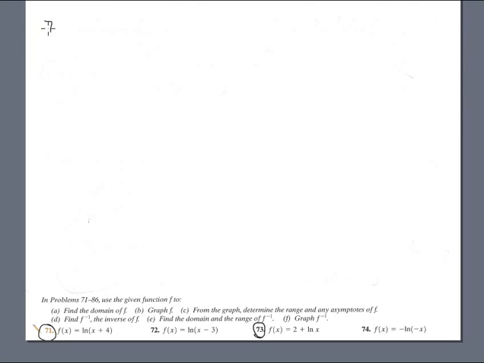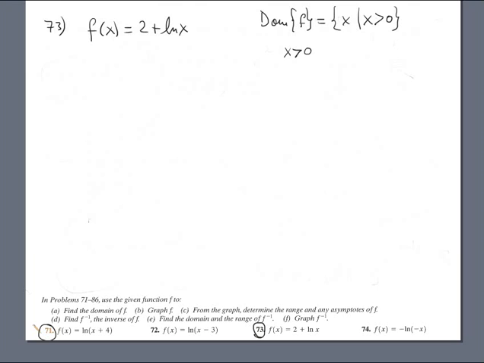73: the function is f of x equals 2 plus ln x. Okay, the first job is to find the domain. The domain of the f function is when x is greater than 0. So the restriction is that the expression inside the logarithm must be positive only. So x such that x must be positive. This is the domain, the first part.